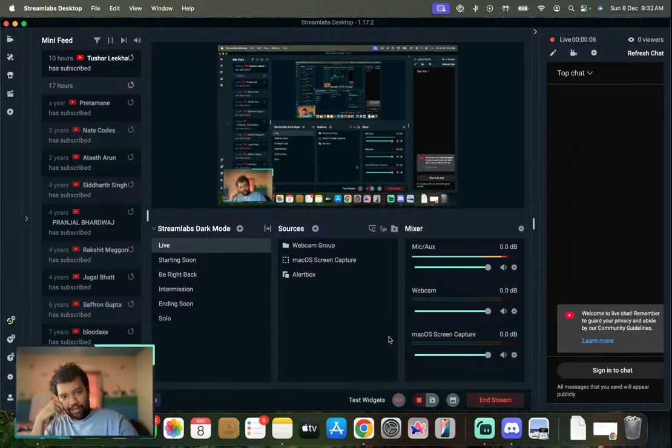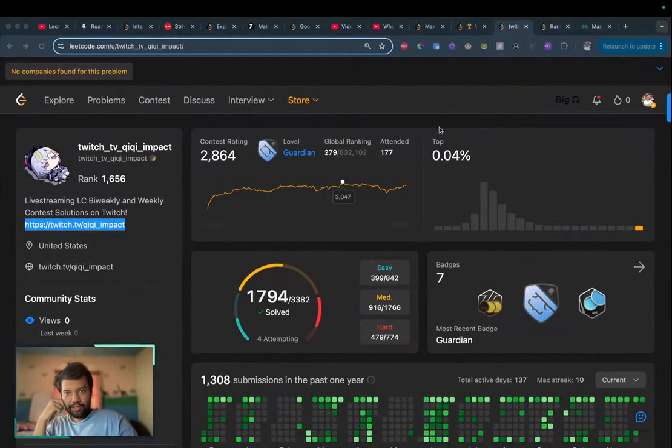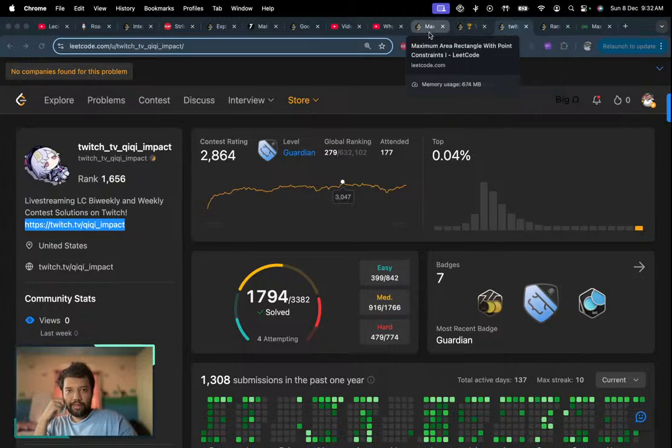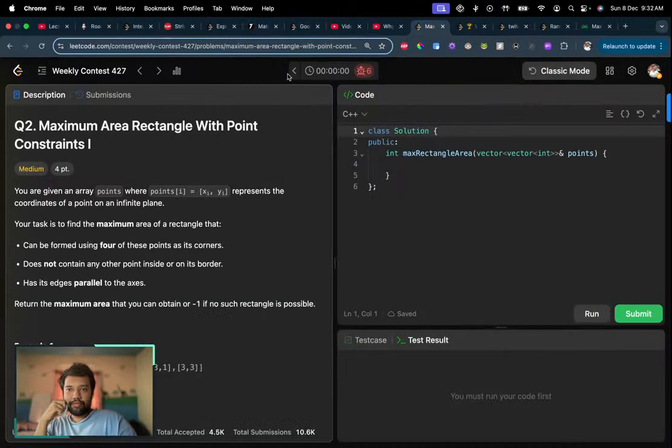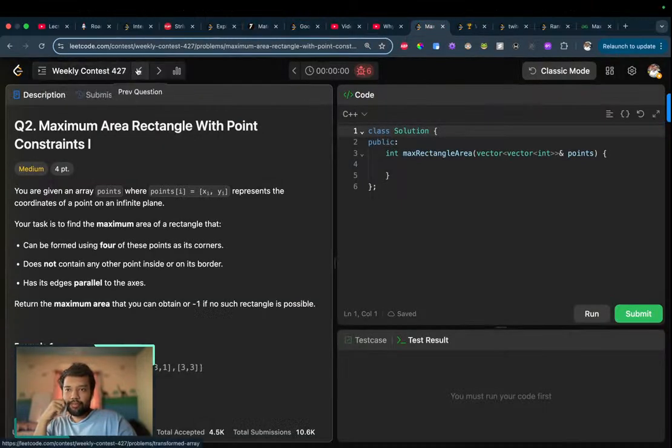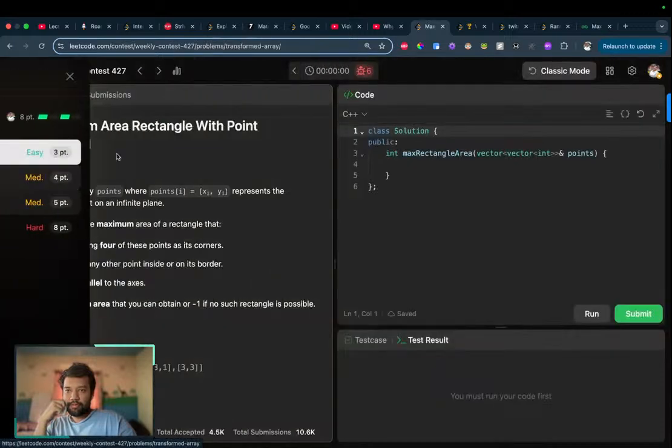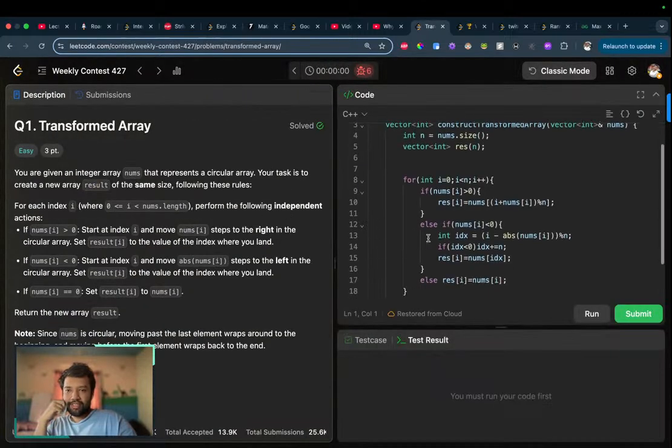So right now I did the LeetCode contest. What all was I able to do, how did it go? I was able to do two problems. I was able to do Transform Arrays. This is a straightforward, easy question, and you just follow the instructions.